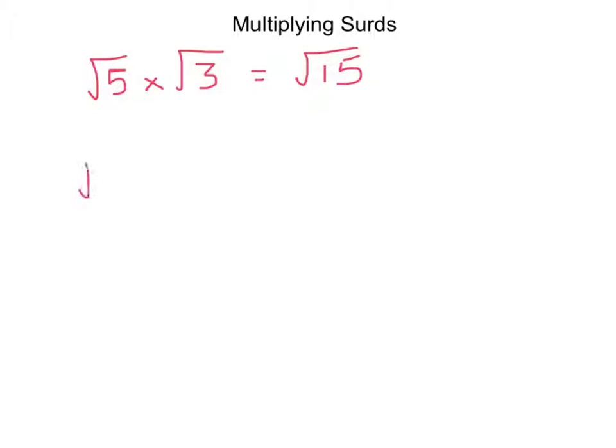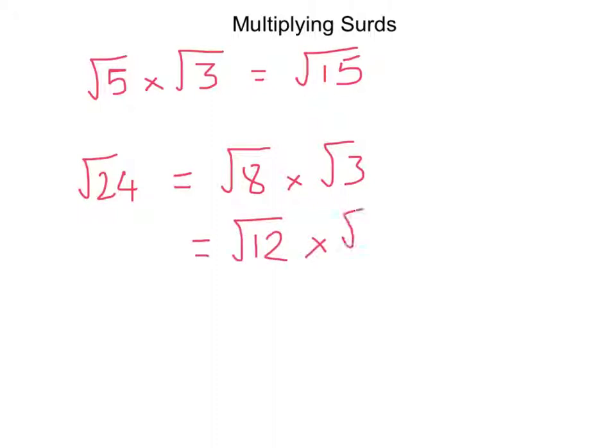If we have the square root of 24, we can simplify that by splitting it up into two numbers that multiply to give us the square root of 24. For example, the square root of 8 multiplied by the square root of 3. However, we could also have split it up into the square root of 12 times the square root of 2, or indeed the square root of 4 multiplied by the square root of 6. But probably the best option is to always take the terms of which we've got a square number. This will simplify the easiest.